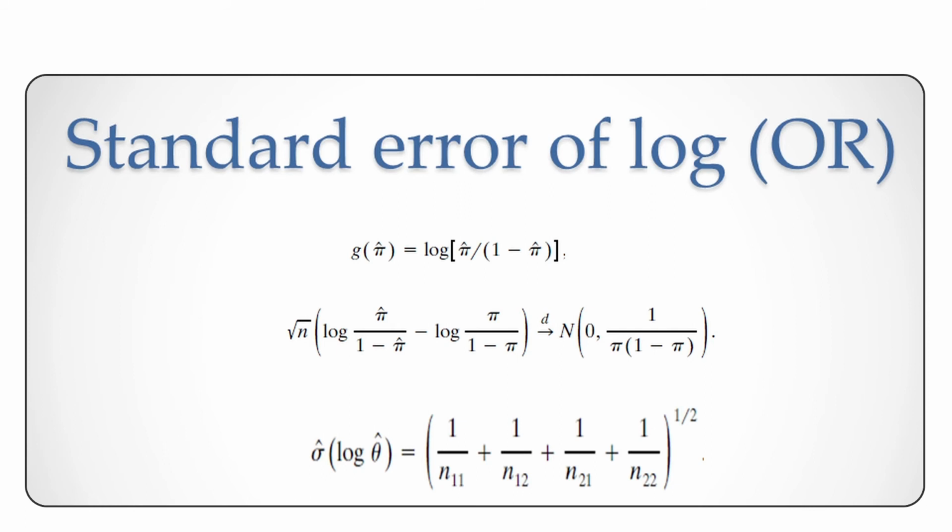Now note that the two rows of x are independent, and hence for the odds ratio we can obtain the standard error by taking the square root of the summed variances. There is no covariance term, and hence the standard error of the log odds ratio turns out to be (1 over n11 plus 1 over n12 plus 1 over n21 plus 1 over n22) whole to the power half.